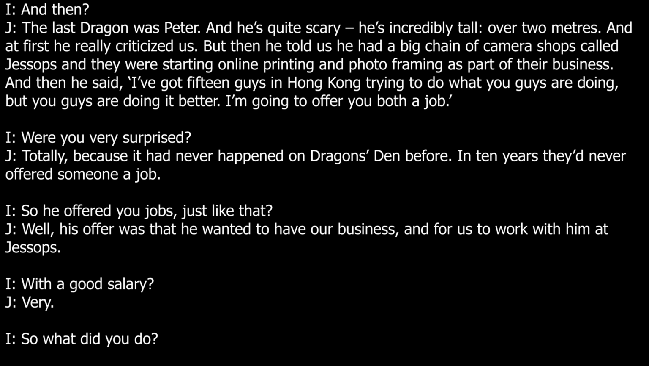But then he told us he had a big chain of camera shops called Jessop's, and they were starting online printing and photo framing as part of their business. And then he said, "I've got 15 guys in Hong Kong trying to do what you guys are doing, but you guys are doing it better. I'm going to offer you both a job."